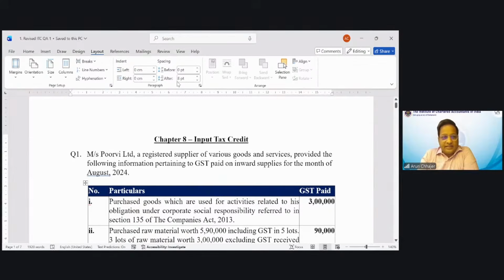So we are starting the very important topic, that is ITC. We all know one big question would be there, which has the various topics in it, mainly the ITC.